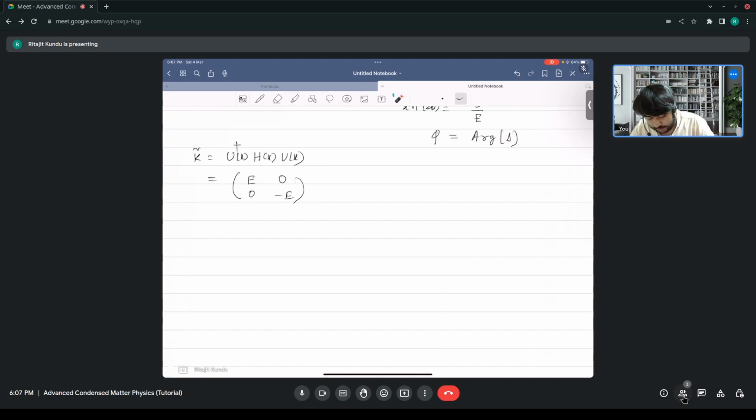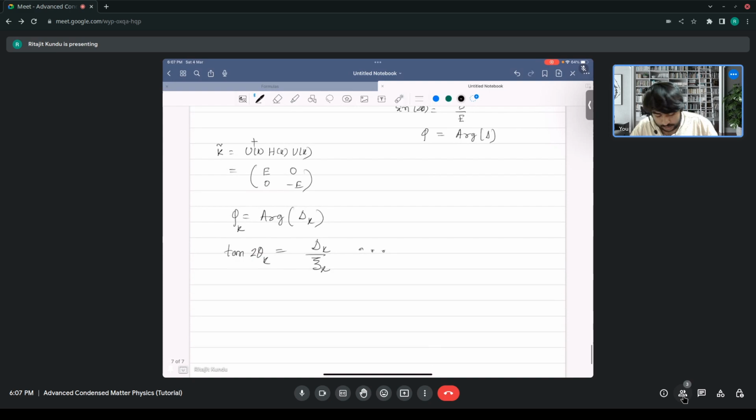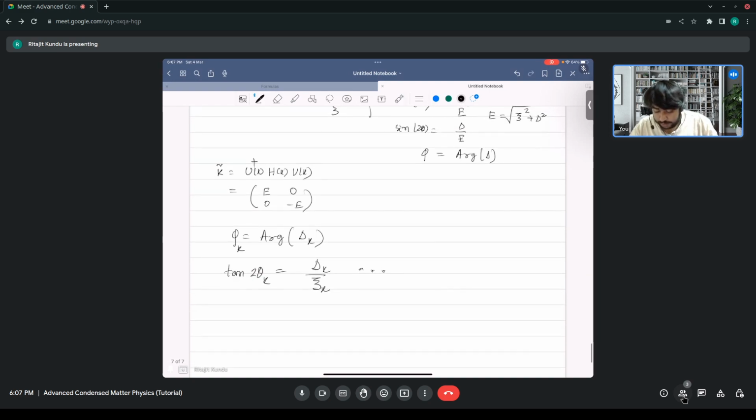And if you want, you can restore all of the k's. So phi of k is now the argument of delta_k, and 2 theta of k is delta_k by xi_k, and so on and so forth. You can just do this for all of the other relations. So we have now diagonalized this whole thing.